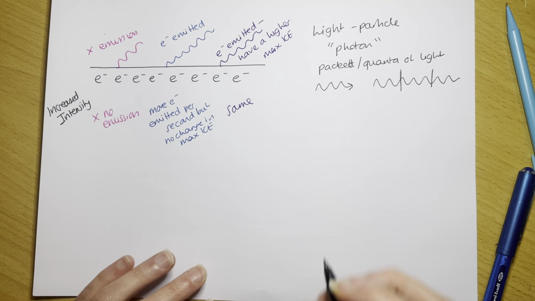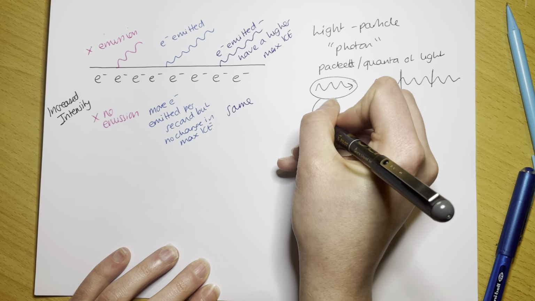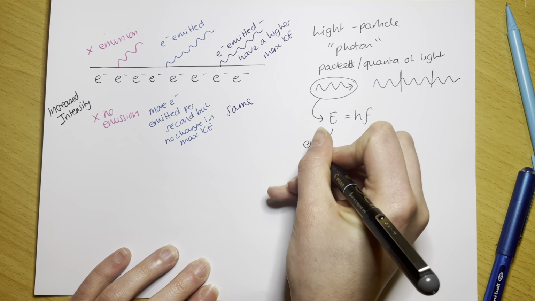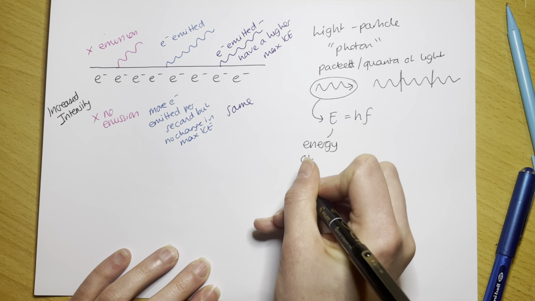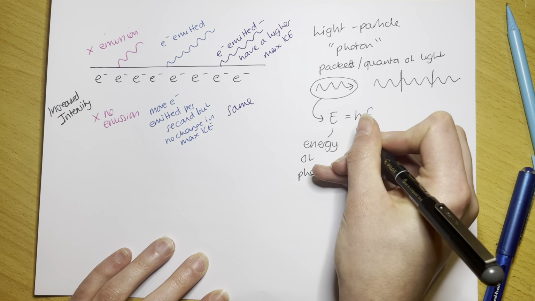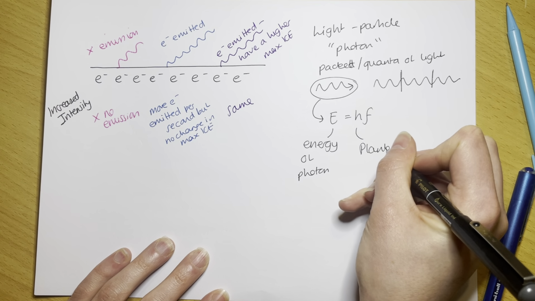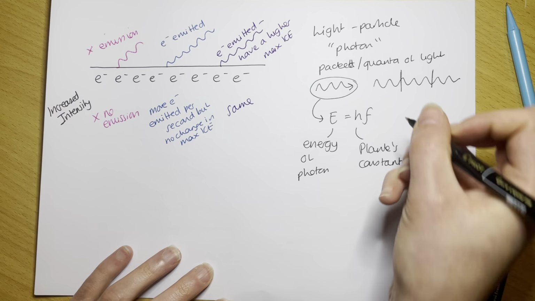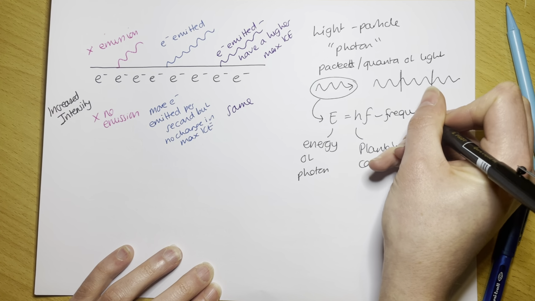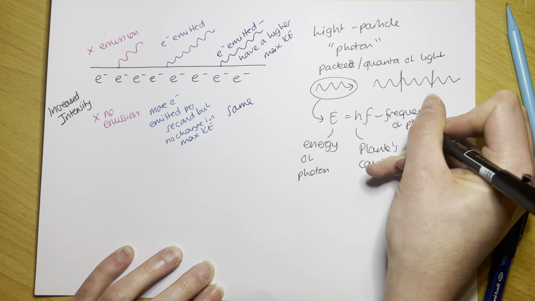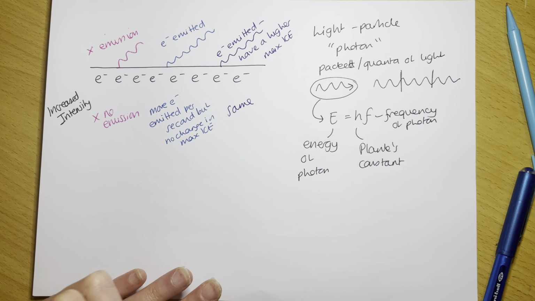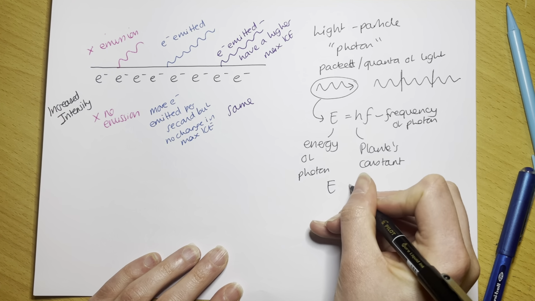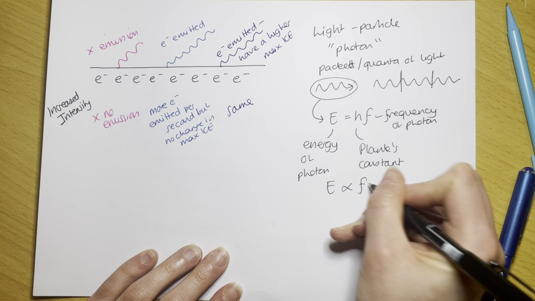Now, each photon has an energy equal to hf. So E is the energy of the photon. H is something called Planck's constant. And Planck is somebody who came up with a lot of stuff about quantum mechanics. And f is the frequency of the photon. So what we can work out from this, because h is Planck's constant, is that the energy of the photon is proportional to frequency.